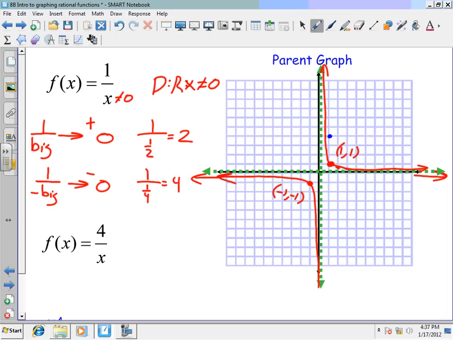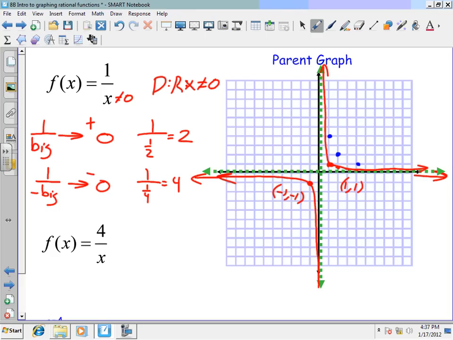Okay. Let's plug 2 in. 4 divided by 2 is 2. So I'm just plugging in different numbers. Okay. I'm going to move this 1 divided by 1 out of the way just so we can get a better feel for the graph. Let's do 4 divided by 4, which is 1. And notice it's the same type of curve, but it's not as tight in the corner.